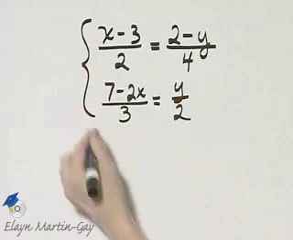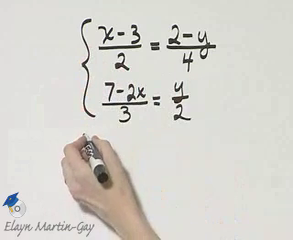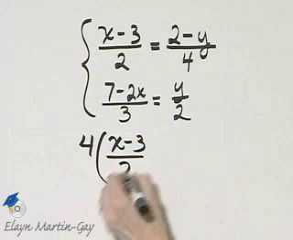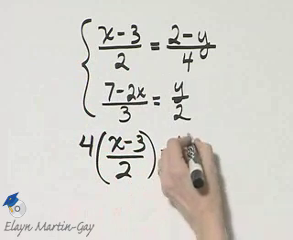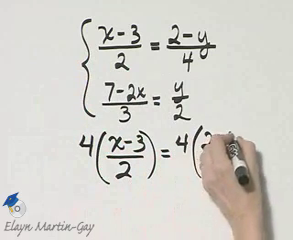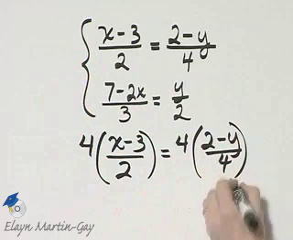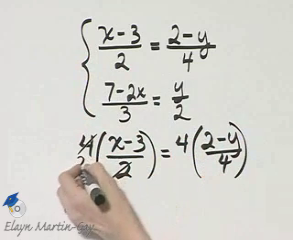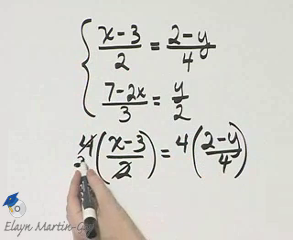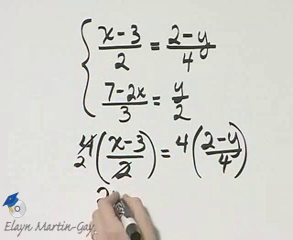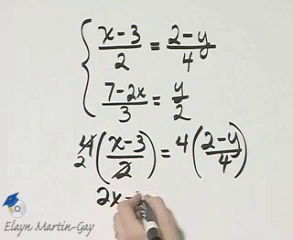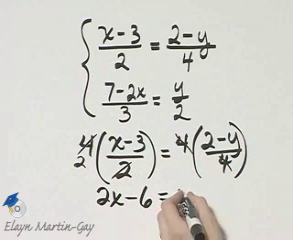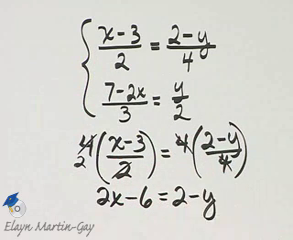So I'm taking this first equation, I'll multiply the left side by 4, and then I'll multiply the right side by 4. I'm clearing this first equation of fractions. So 2 divides into 4 2 times, and let's go ahead and multiply. That's 2 times x, or 2x, minus 2 times 3, or 6, is equal to, and here the 4's divide out, and I have 2 minus y.